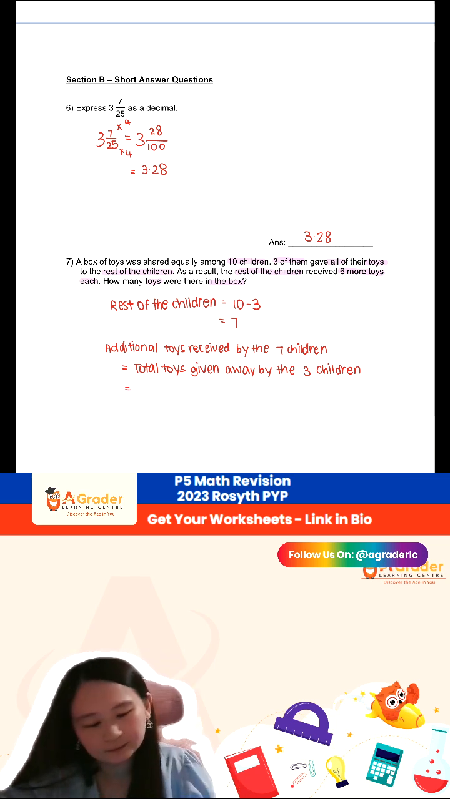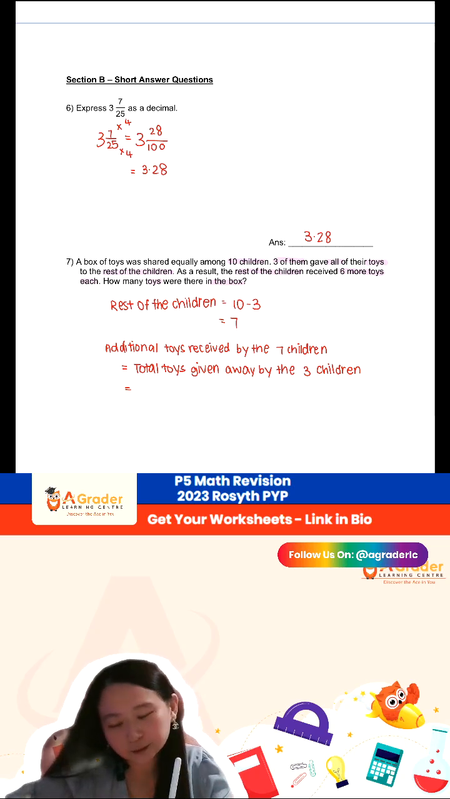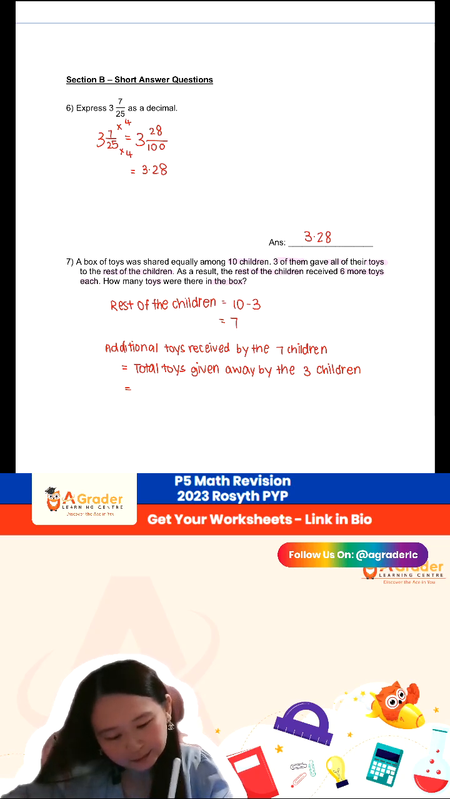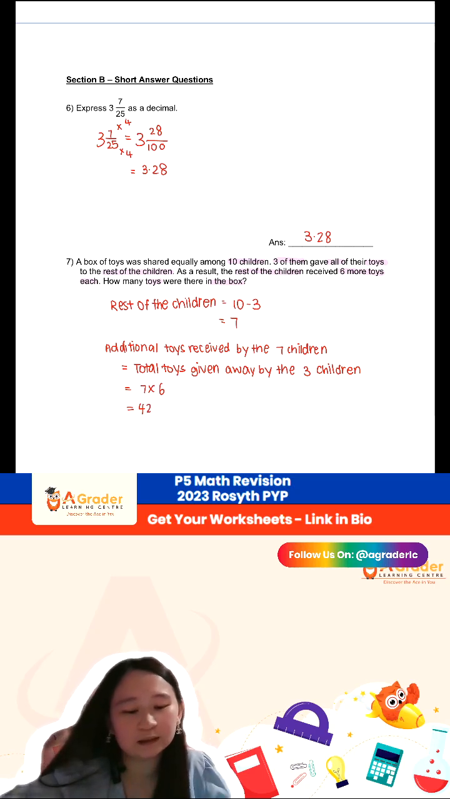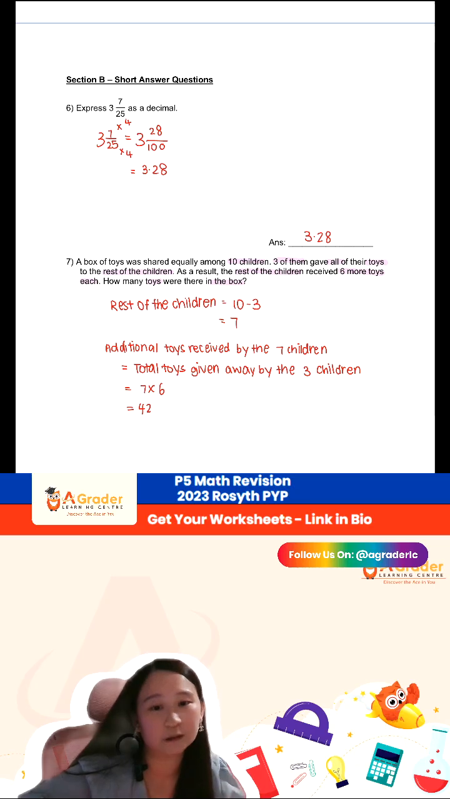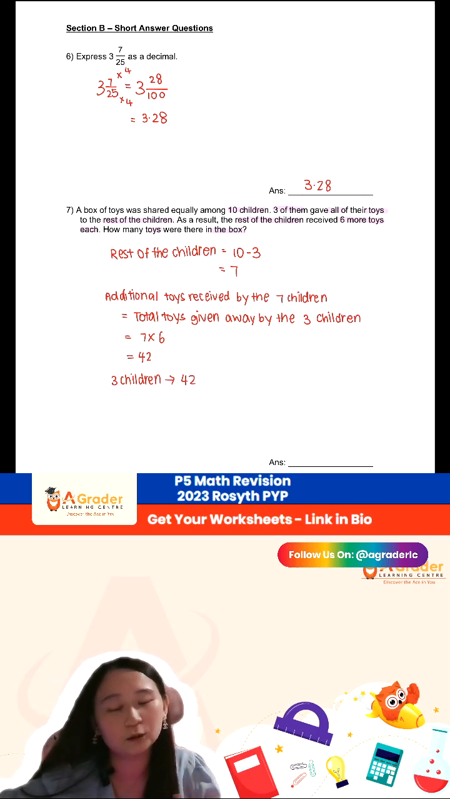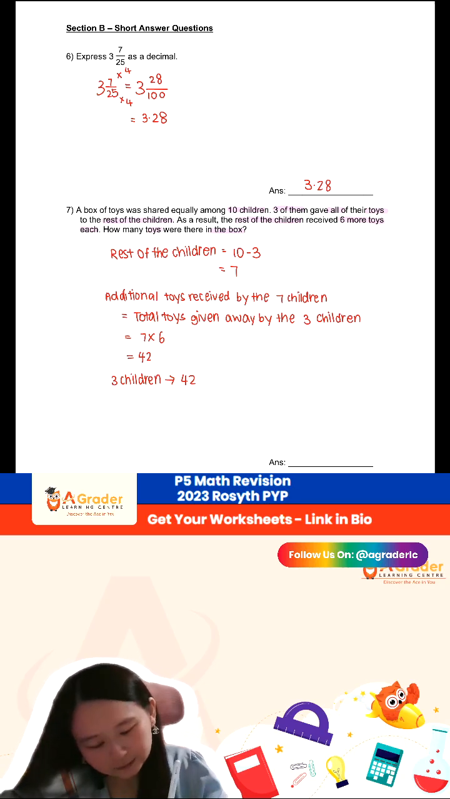Okay? So these 7 children received 6 more toys each. So I'll take 7 times 6, total is 42. So this also means these 3 children who gave away all their toys gave a total of 42 toys. Means they also received 42 toys in total at first.